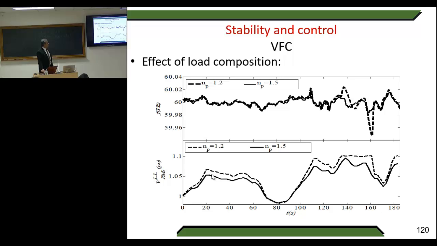Effect of load composition. If you have 1.2 or 1.5, to show you, of course, with this, you have more space to play. And with this, a little bit more, so you can see more variations. But at the end, it is very interesting to know the type of load that you have in the system in this specific microgrid.